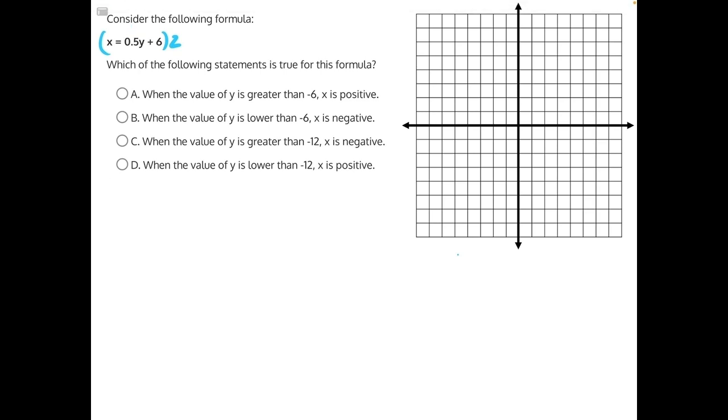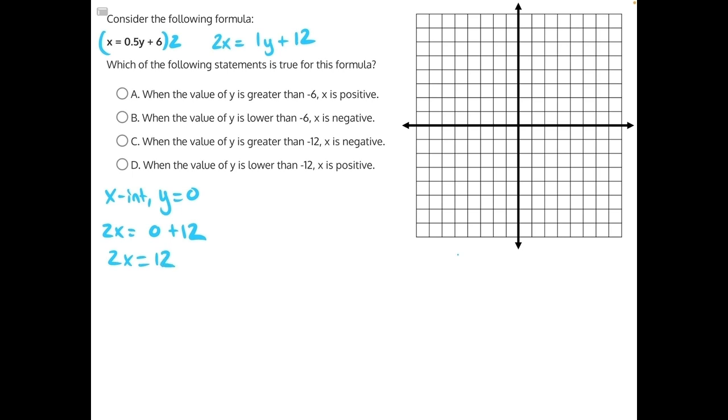If we multiply everything here by 2, we'll have 2x is equal to 1, because half of 2 is 1, y plus 2 times 6 would give us 12. That'll be a little bit easier for us to work with. Now let's find our x-intercept, or where y is equal to 0. We'll have 2x is equal to 0 plus 12. 0 plus 12 is just 12.